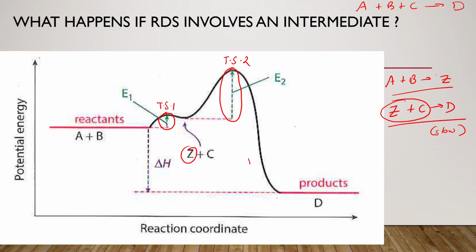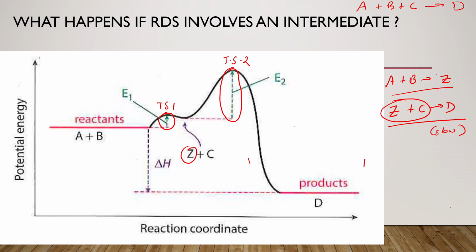But this is quite perplexing because Z is not a reactant. Z is an intermediate and hence cannot appear in the rate equation because the rate equation is always written in the context of reactants. So how do we overcome this problem?